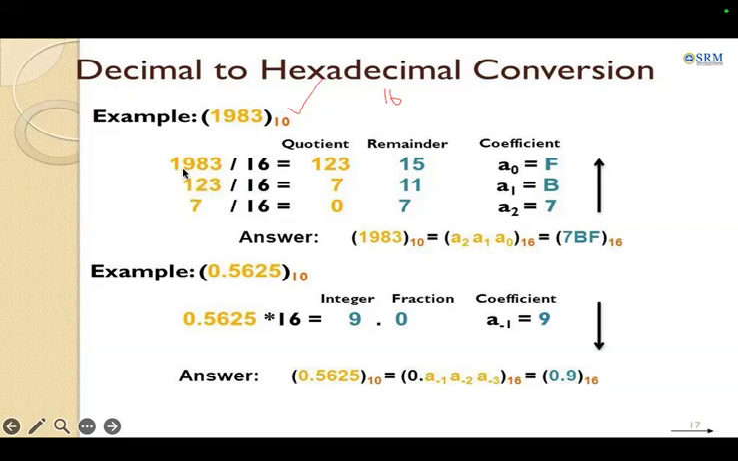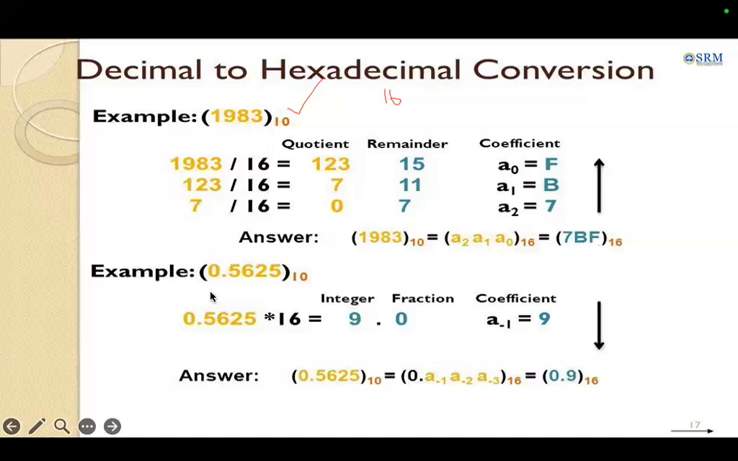So 1983 divided by 16, you will get 123, remainder 15. Again, 123 should be divided by 16, so you will get a remainder of 11. Again, 7 should be divided by 16, so you will get a quotient of 0 and a remainder of 7. In reverse order of the remainders, we write the answer for the decimal to hexadecimal conversion. This is the equivalent hexadecimal value. Okay, 7. And for 11, the equivalent hexadecimal is B. For 15, the hexadecimal value is F. So for 1983, the hexadecimal conversion is 7BF.